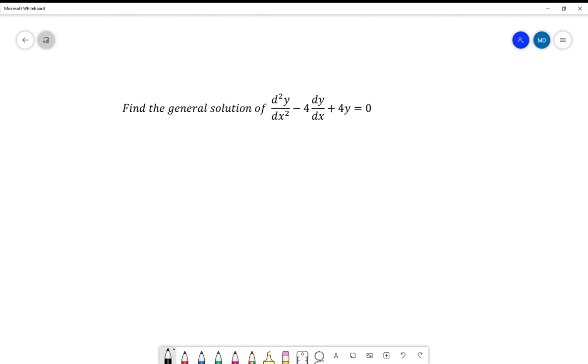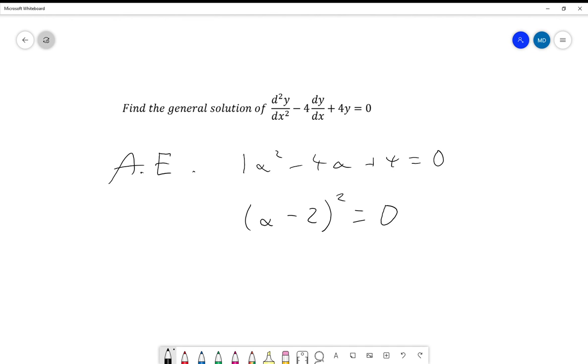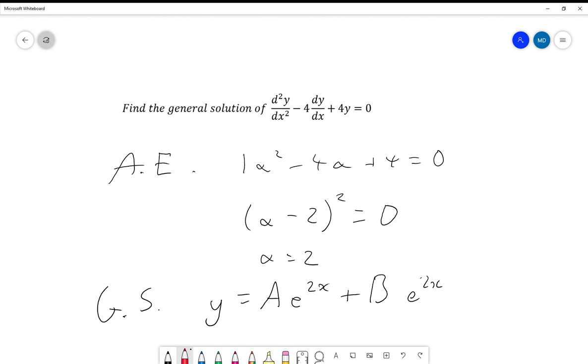So as always, auxiliary equation: we get alpha squared minus 4 alpha plus 4 equals 0. This factorises to (alpha minus 2) squared equals 0, and so we get alpha equals 2. Therefore our general solution is y equals A e to the 2x plus B e to the 2x, except we need to make sure the second one is different with this x in here. And there we go. That's all there is to it. Nice and simple.